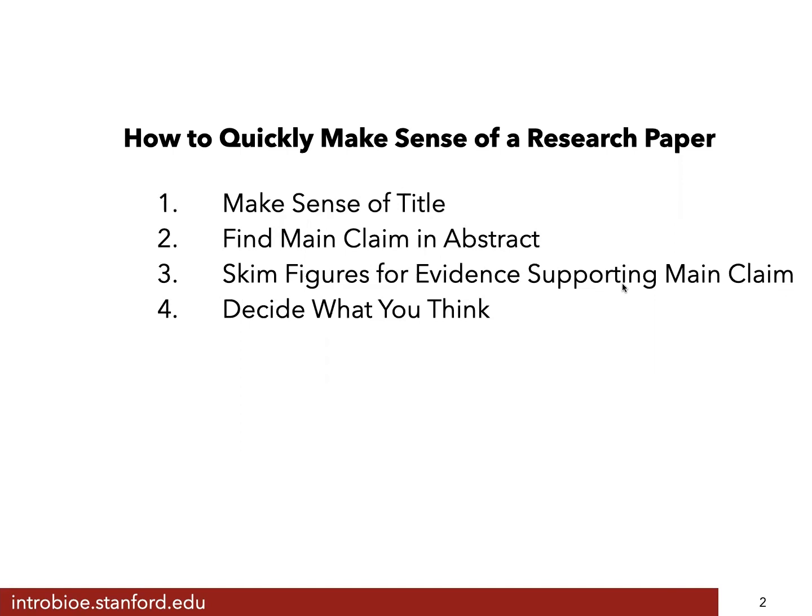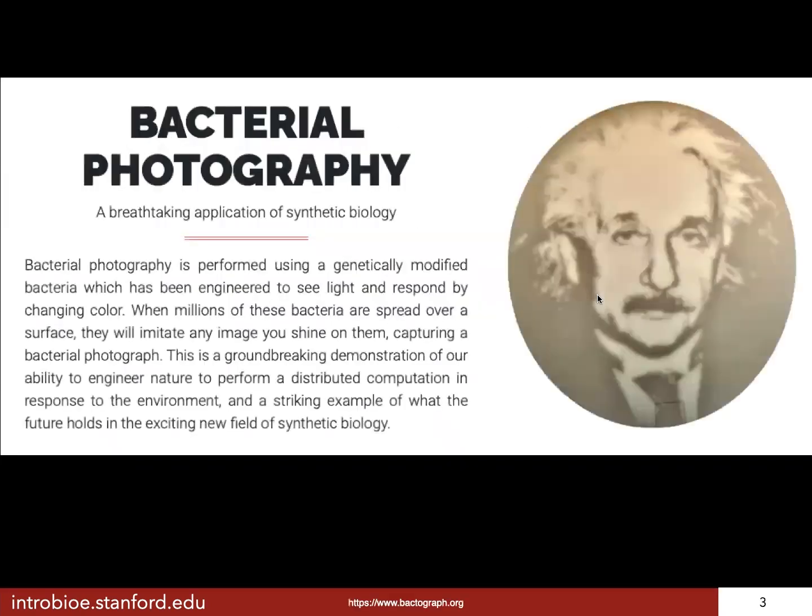Make sense of the title, find a claim in the abstract, skim the figures, think of this like a picture book, not a wall of text, and then decide what you think. So let's get into it. For example, let's say I see a headline, bacterial photography. Apparently you can take photographs with bacteria. I thought you could only take photographs with cell phones or film. Let's see if we can find a research paper involved in this space and then use that as an example, should be exciting, to see what's going on in the space of bacterial photography.